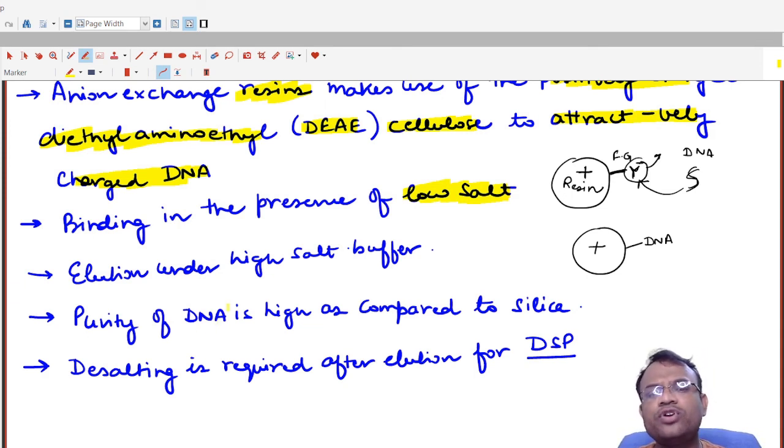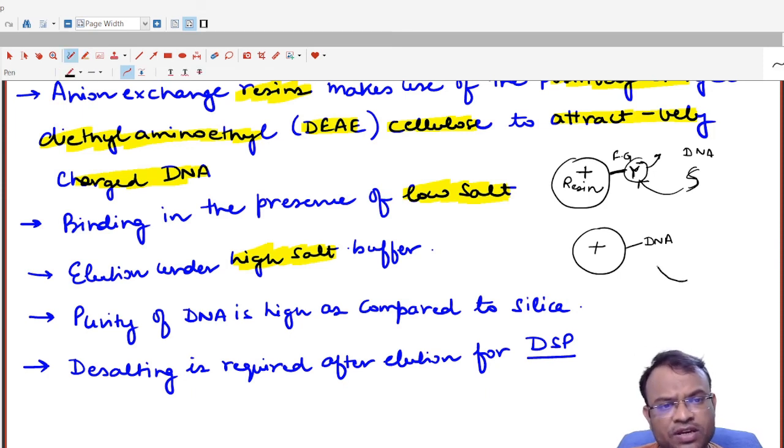Next, how would you do elution? Just opposite to the binding is elution. You just have to use a high salt concentration. Once you use the high salt concentration, what will happen? This DNA would be removed, and suppose you are using NaCl, the Cl would be separated from the Na, and Cl might come and bind over here. Therefore the DNA would be removed.